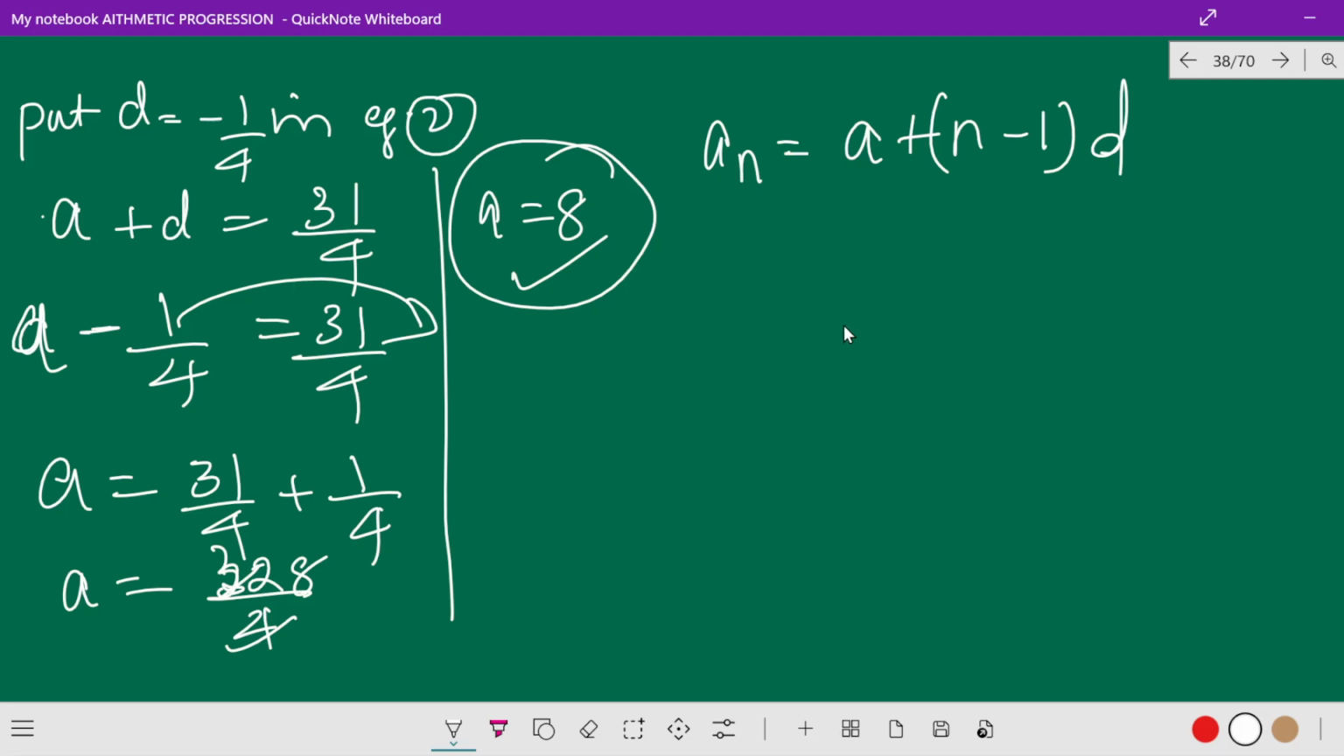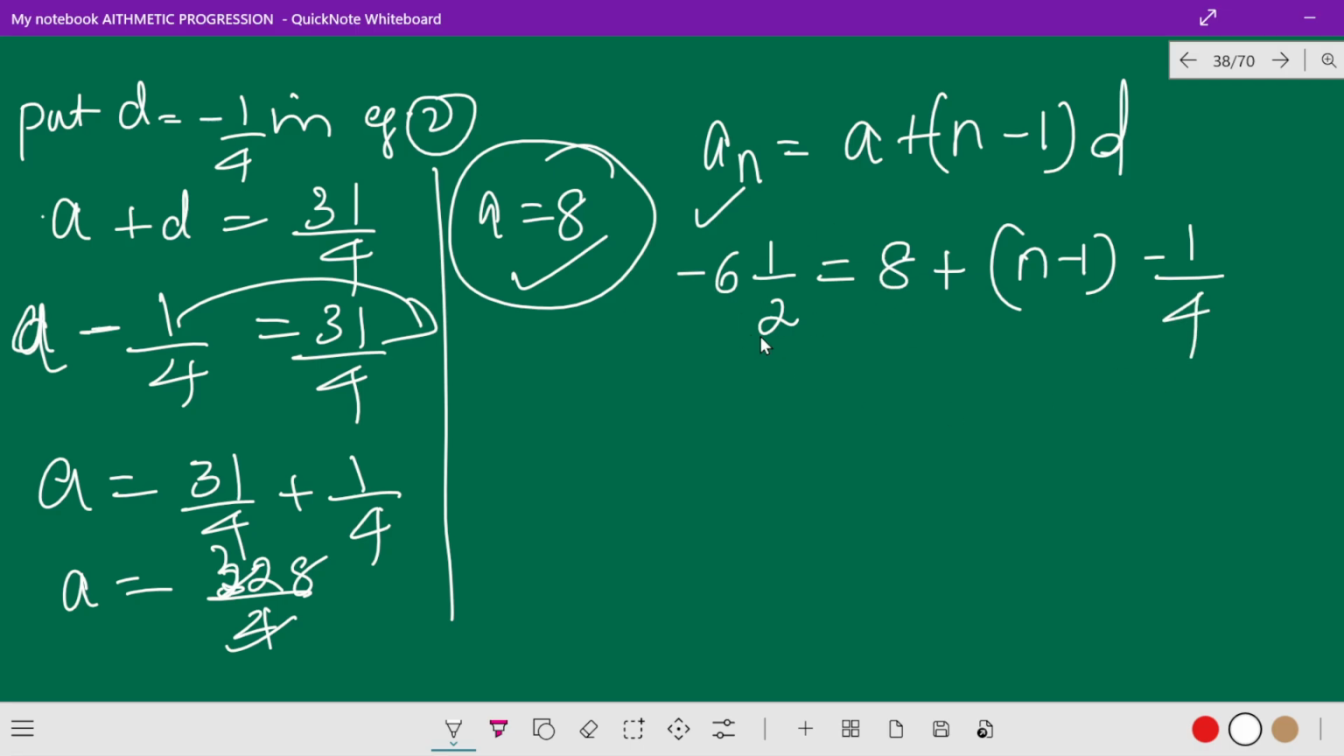The last term is given in the question. Last term is given as minus 6 1 by 2. So minus 6 1 by 2 is equal to a, which is 8, plus n minus 1 into d, where the d value is minus 1 by 4. So shift the 6 to the 12 plus 1, 13 by 2: minus 13 by 2.